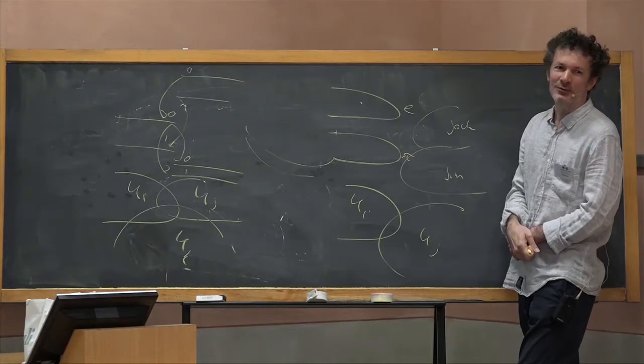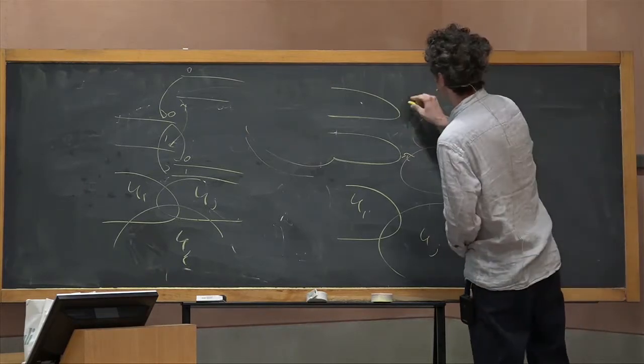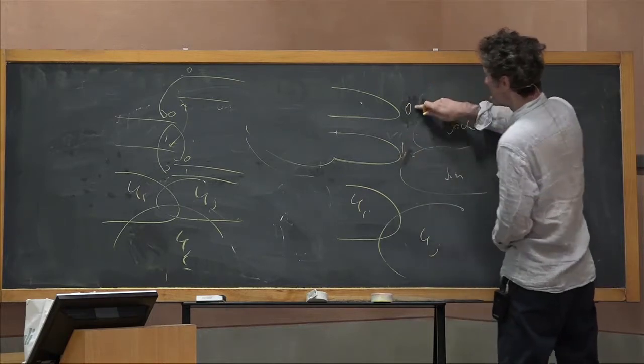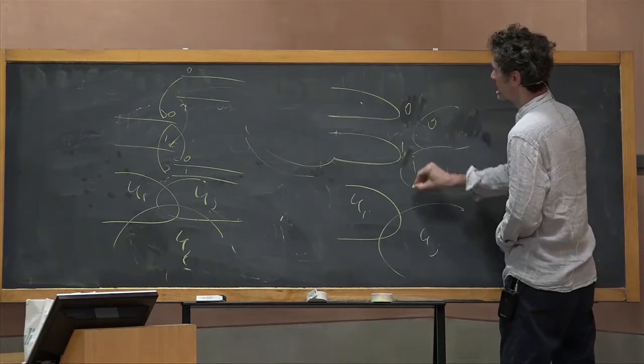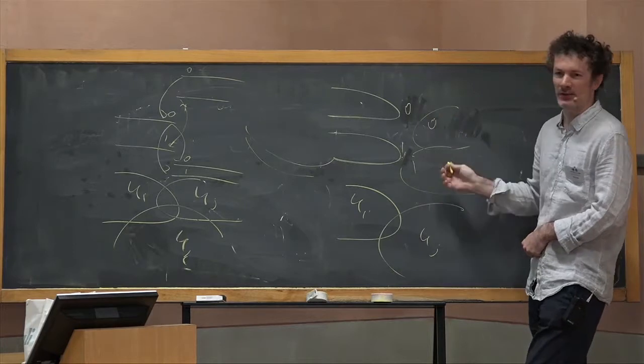But I didn't want to introduce so many names. So this is why I call this completely arbitrarily. This zero has nothing to do with this zero. This one has nothing to do with that one. I have an easier time referring to them.